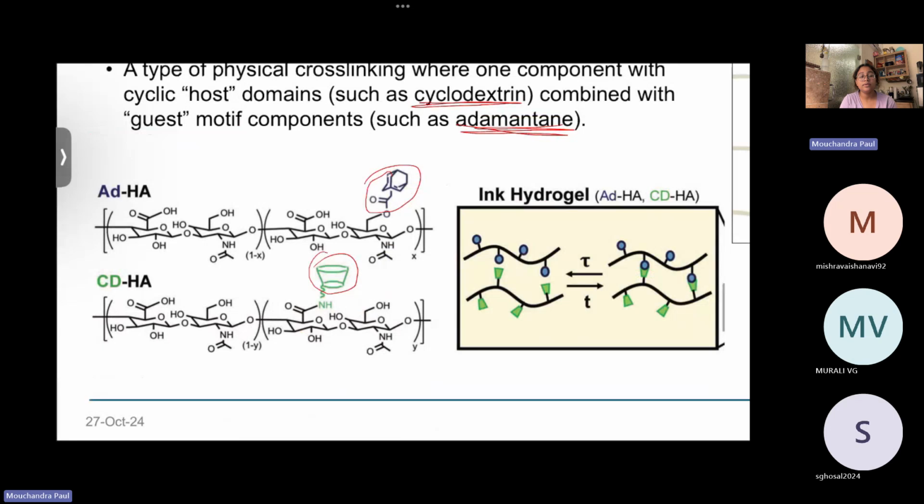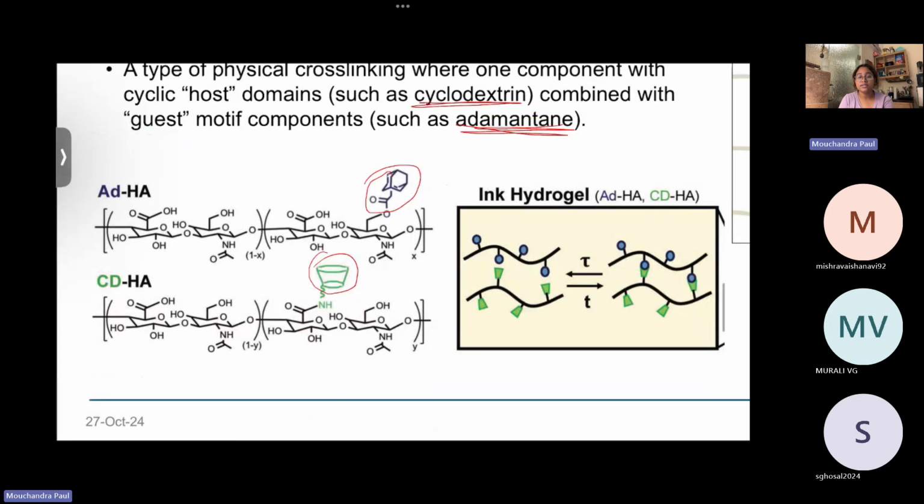So because of which it extrudes out very nicely from the tip of the nozzle. And as soon as it gets deposited on the surface, what happens? The guest-host interaction starts forming again, and the structure becomes stable. So this type of physical interaction or physical cross-linking helps in achieving good printability for your bioink.